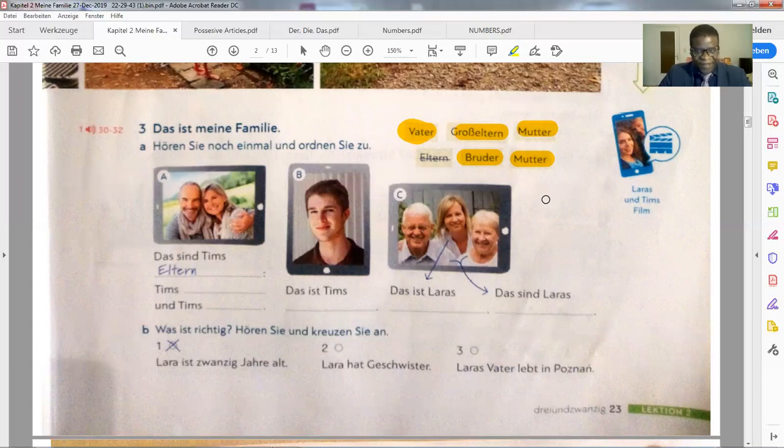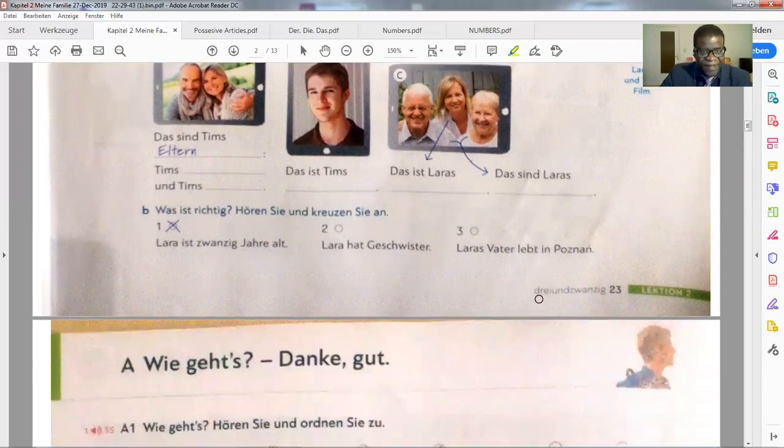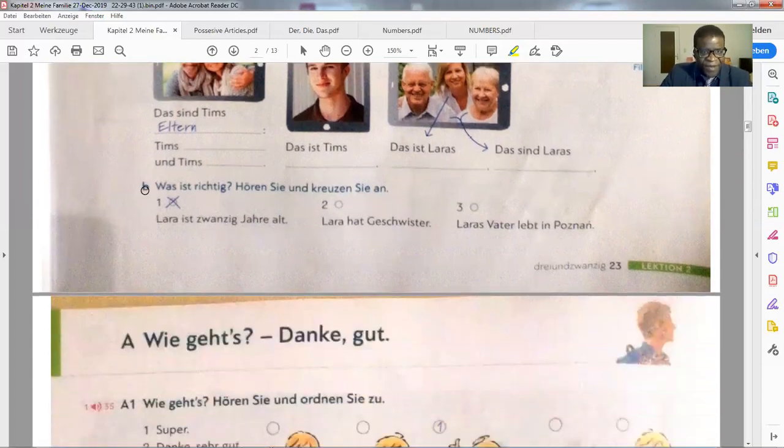Take note. Write down in your language, English and in German, all these. You should not forget. Was ist richtig? What is correct? Hören Sie und kreuzen Sie. Okay. Listen and cross out what is correct. Don't worry, because there's no CD. Later on, you're going to listen to the CD, but let's just read what is here.